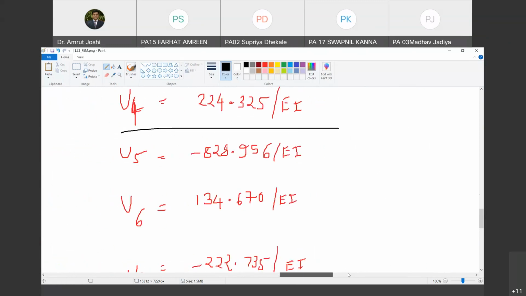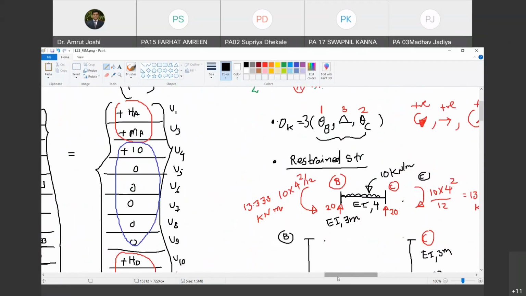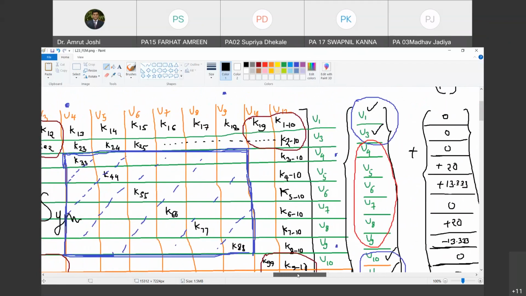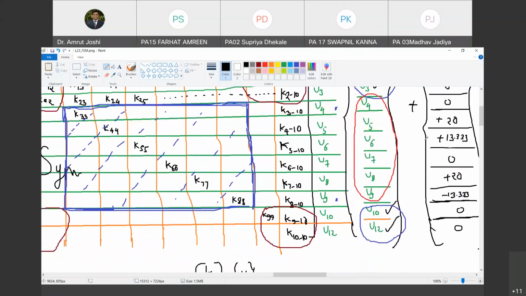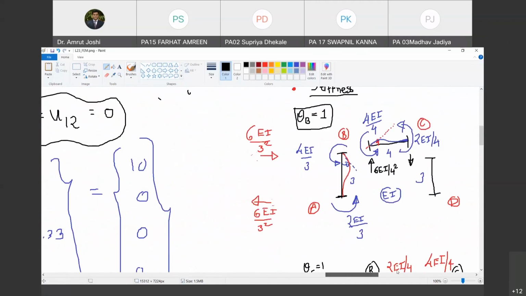चलो अब यही रोज के अलोंग नोडल फोर्स मैट्रिसेस देखो U6, U9, U4 and U7. U6 के आगे what is the nodal force? 0. U9 के आगे what is the nodal force? 0. Are you with me? Yes, sir. Okay. U4 के आगे what is the nodal force? +10. Do you agree with me? Yes, sir. And U7 के आगे what is the nodal force? 0.